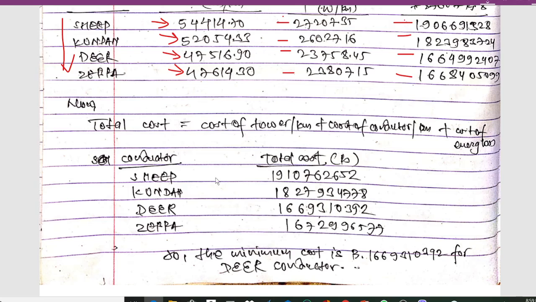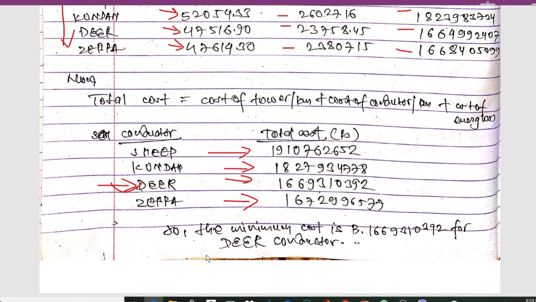So for sheep we will get this value, 1910762652. Similarly for kunda we will get this, similarly for deer and for zebra. So finally you can conclude that the minimum cost is 16693103924 for deer conductors. So the minimum cost is for the deer conductor, which is the most economical conductor here. So we conclude deer as the most economical conductor.